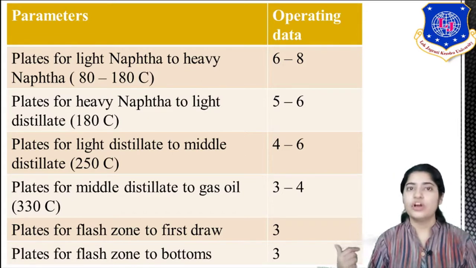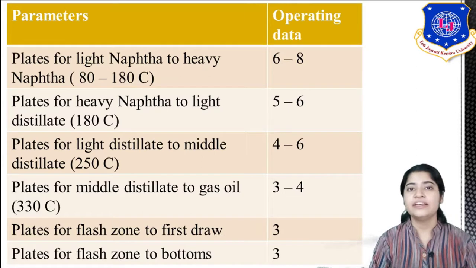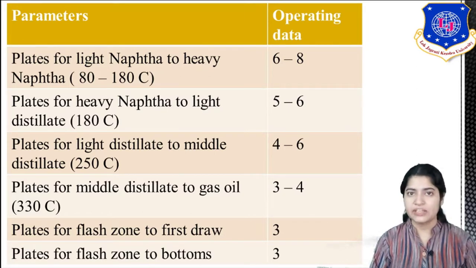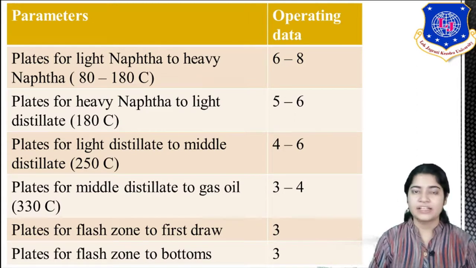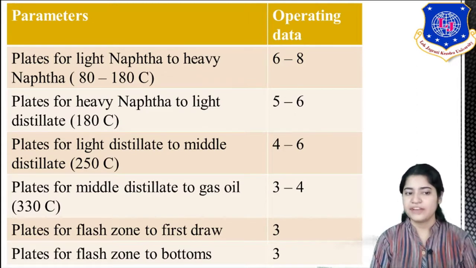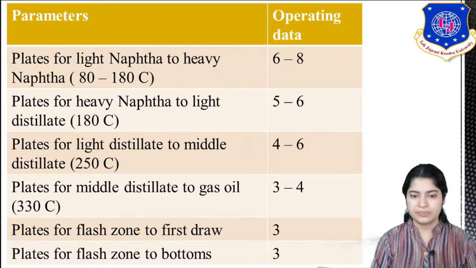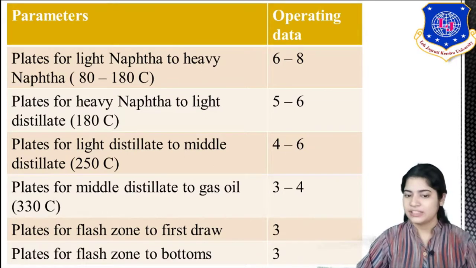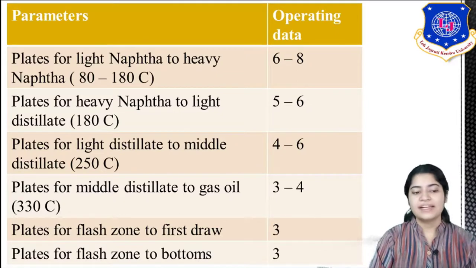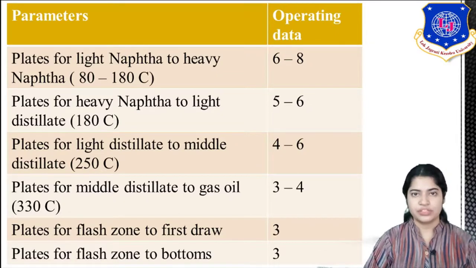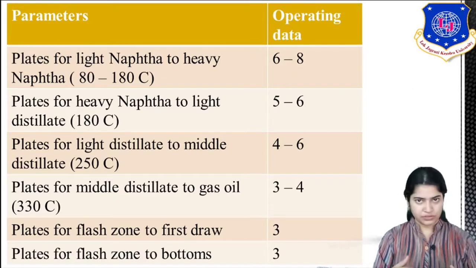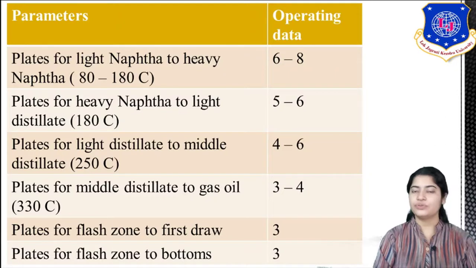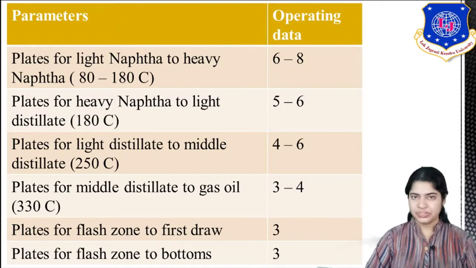From the top of the column, you are taking out your highly volatile components, that is light fractions. In the stabilizer, LPG is taken out and you get your gasoline or straight run naphtha. Now the other fractions: light naphtha to heavy naphtha, the plates are 6 to 8. Similarly, between heavy naphtha and light distillate, it is 5 to 6. For light distillate to middle distillate, you have 4 to 6. So you can see with temperature you're getting different cuts. Similarly, from middle distillate to gas oil, it is 3 to 4.